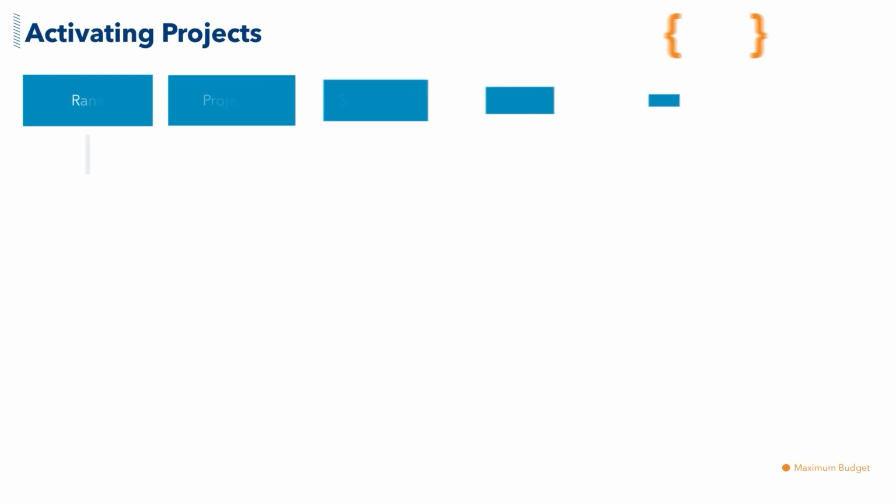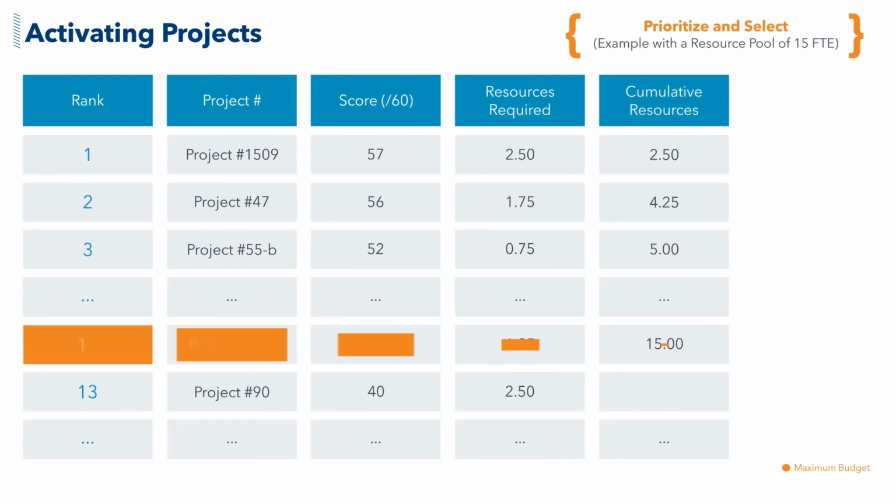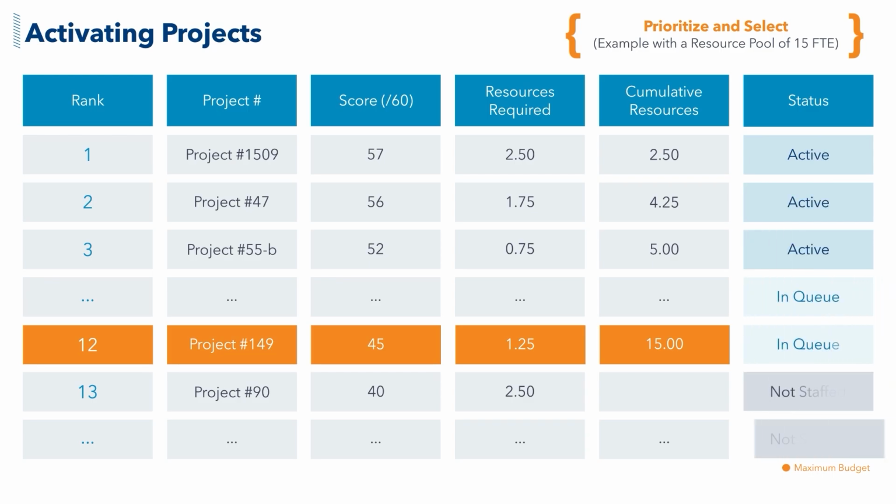Ultimately, based on the optimal number of projects your team can handle, you can determine which project will be activated while others will be queued. When one project is completed, your team can move on to the next highest priority project with the available resources.